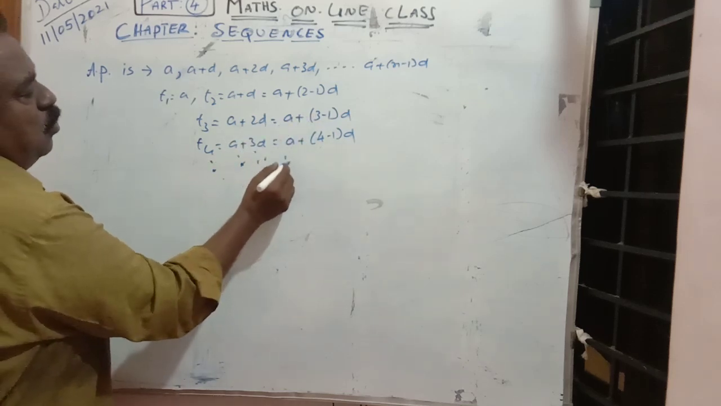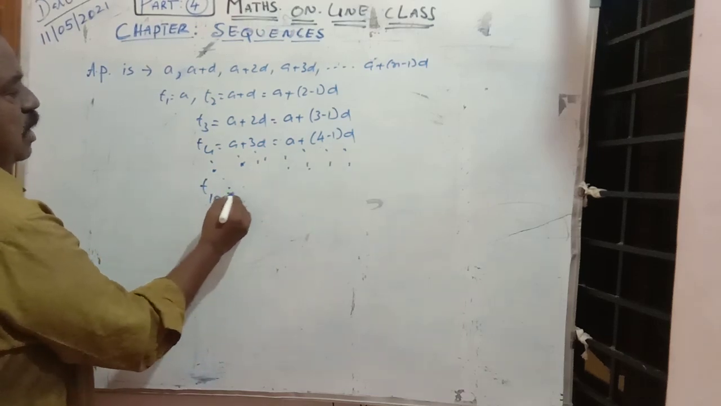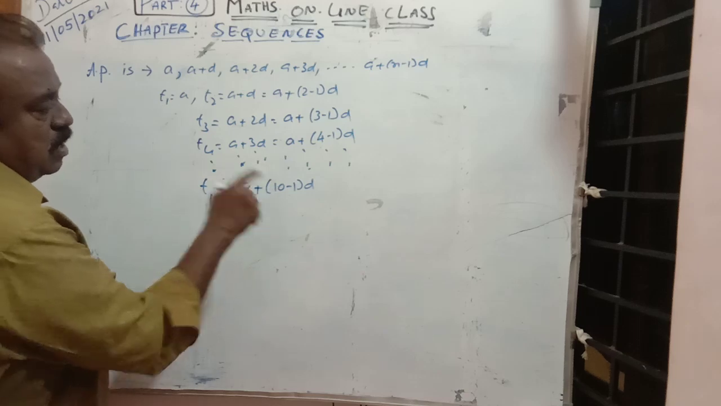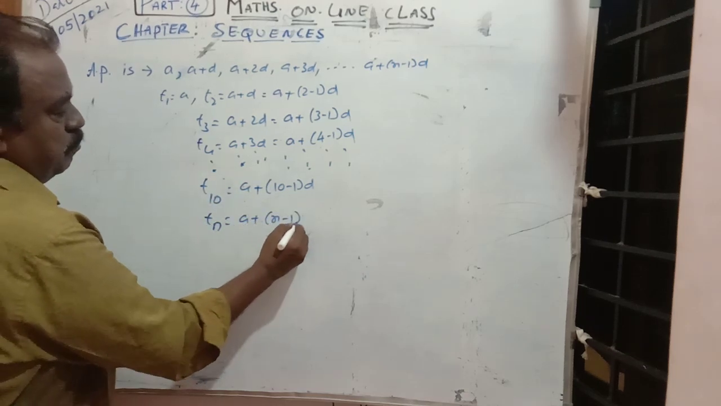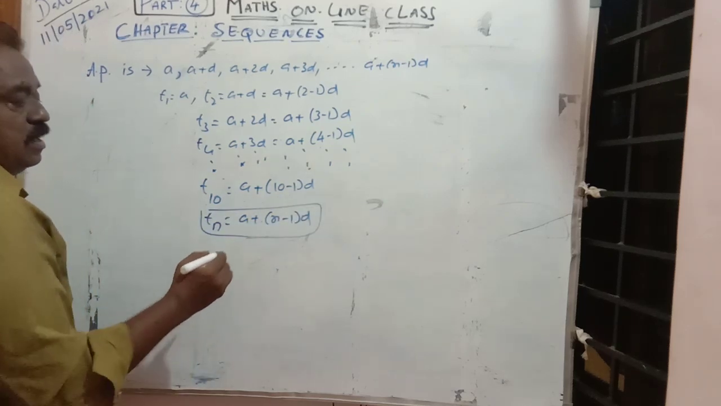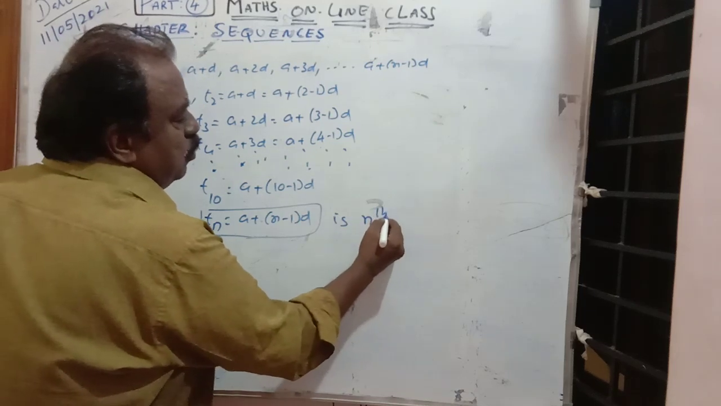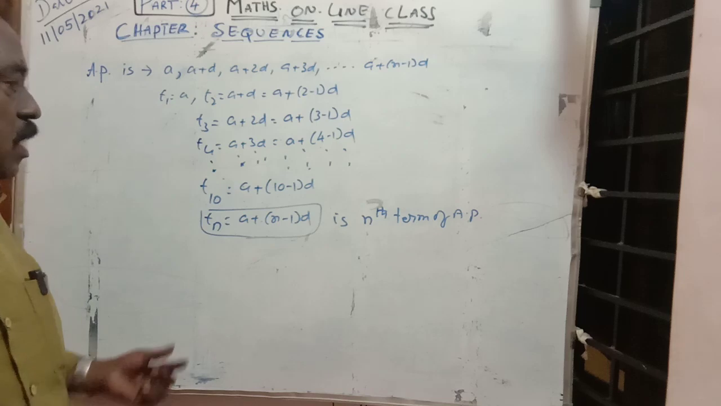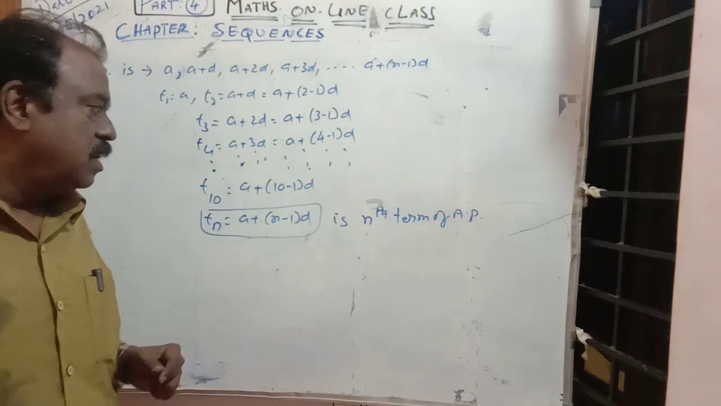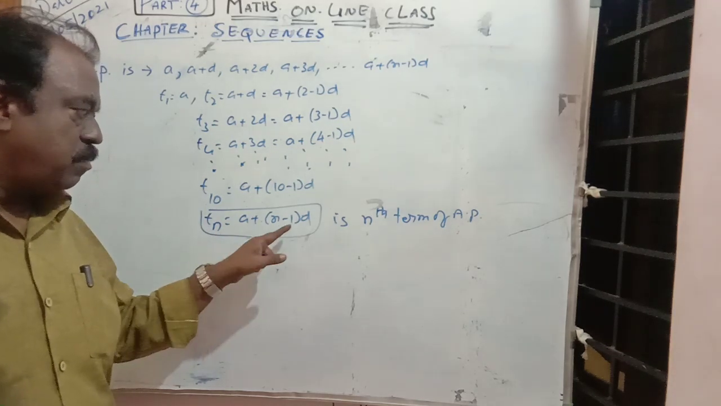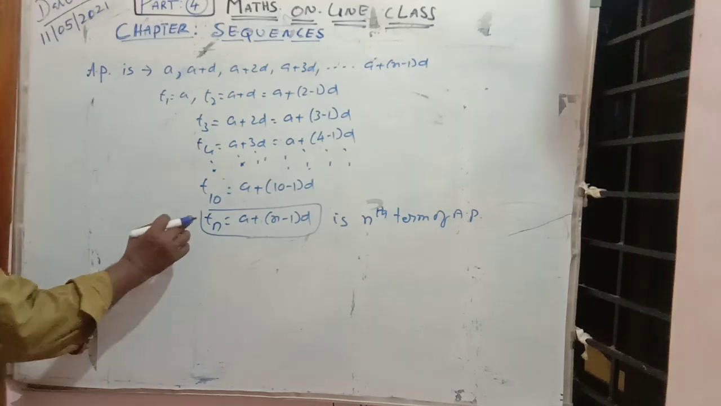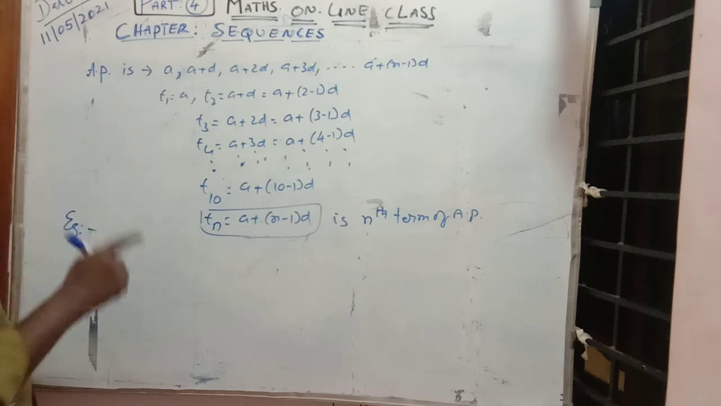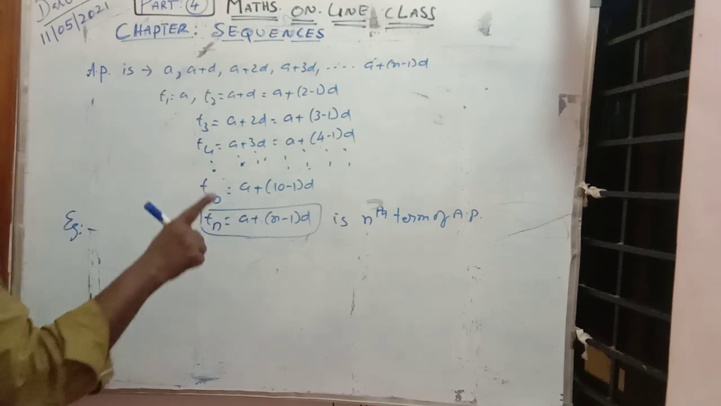Similarly, suppose T10 is there. It is A plus 10 minus 1 D. 4 means 4 minus 1, 10 means 10 minus 1. Tn is equal to A plus N minus 1 D. So this is the general or nth term. We may call it the nth term of AP. From now onwards we use the nth term. The nth term of AP is Tn, that is A plus N minus 1 D. Now, this is the nth term. Here it is the general form, and from the general form, the nth term is A plus N minus 1 D. You learn it.